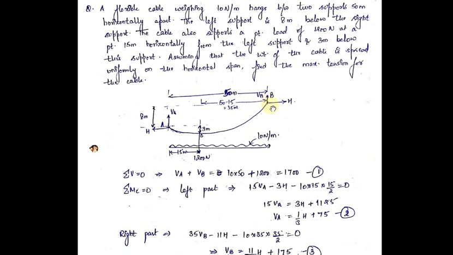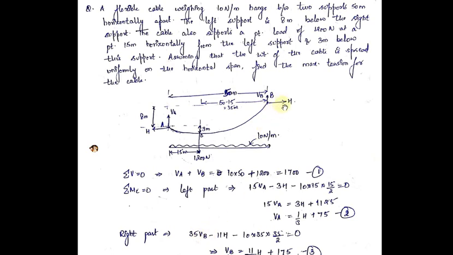So VB is acting about point C in the anti-clockwise direction, so the moment will be anti-clockwise, so this will be positive. VB into perpendicular distance. This distance is 15, the total distance is 50. So the distance of B point from the C point will be 50 minus 15, and that is your 35. So the perpendicular distance of VB from point C is 35. So plus 35 into VB.